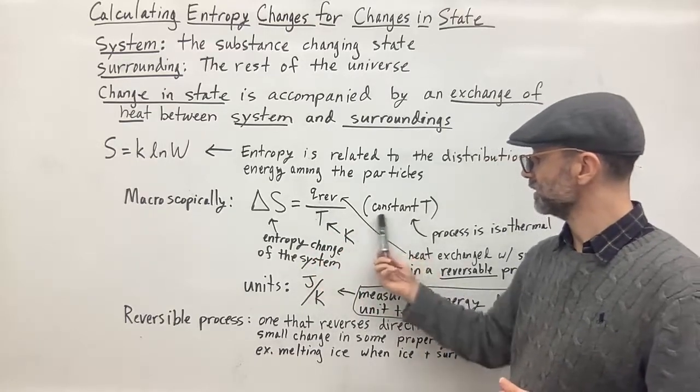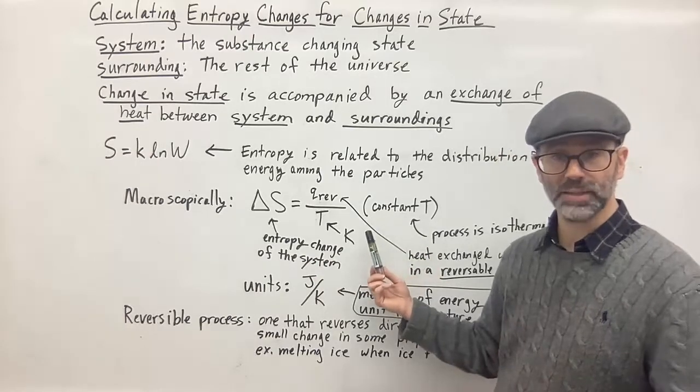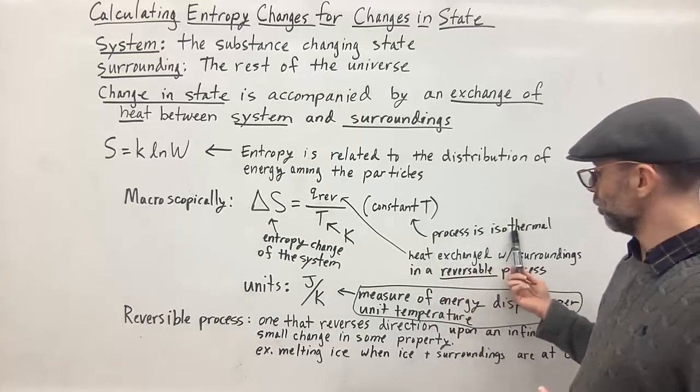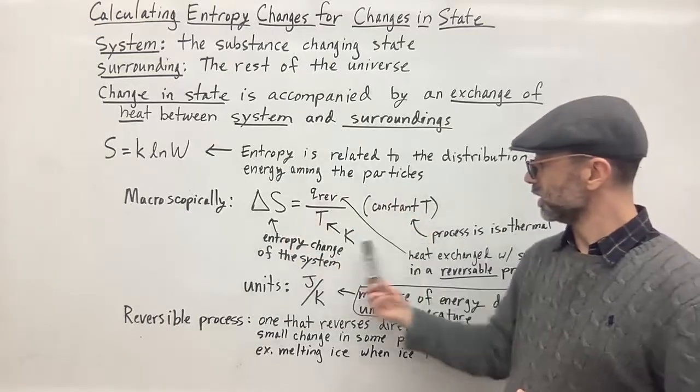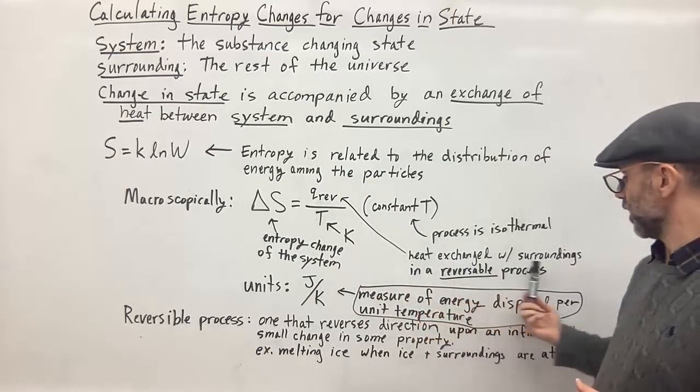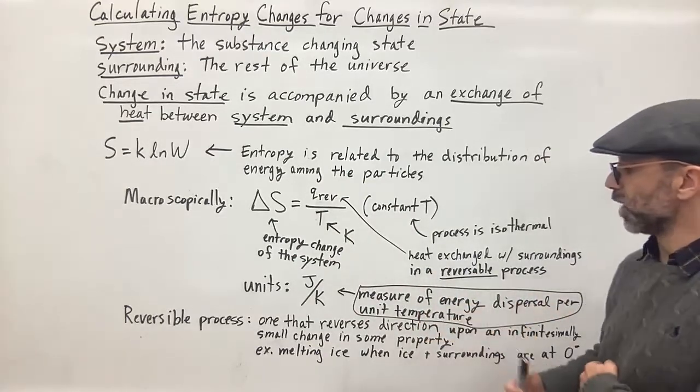And the temperature is constant throughout the process. So that means that the process has to be isothermal for this to be accurate, for this to be true. And so, again, this is the heat exchange with the surroundings in a reversible process.